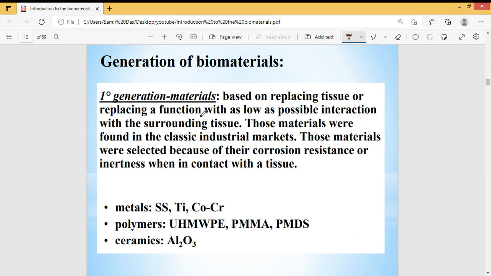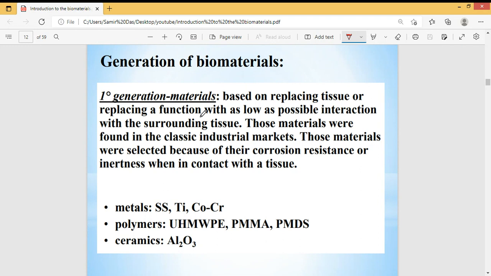So now we have come to another part of biomaterials, the generation of biomaterials in brief. Biomaterials have been classified into three generations based on their host response, their mechanical strength, and their interaction with the surrounding tissue.